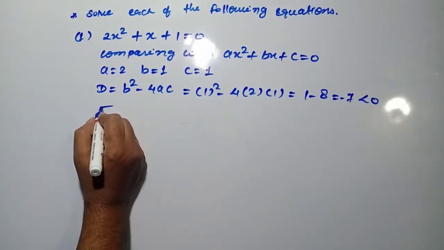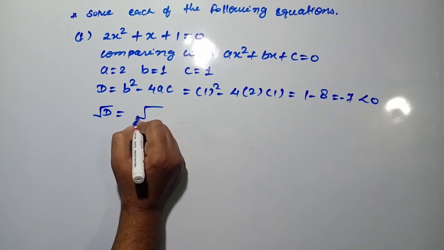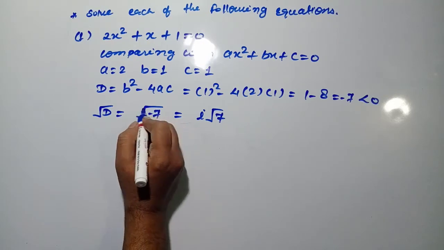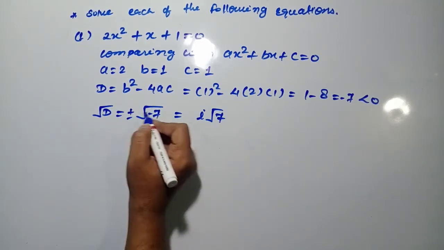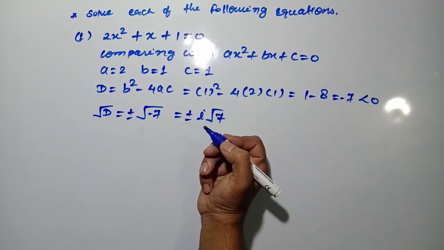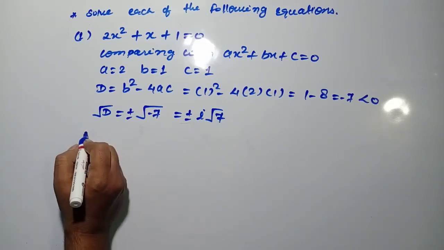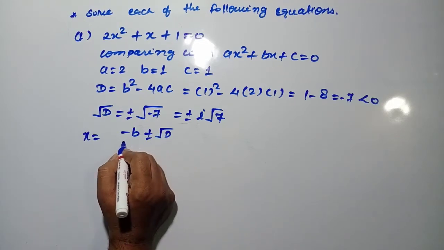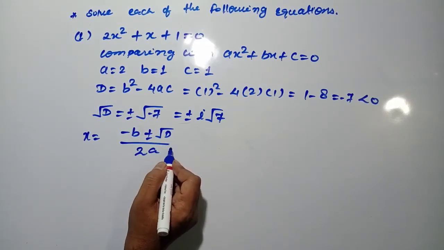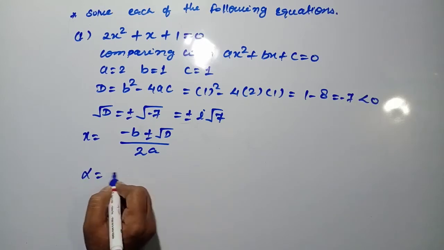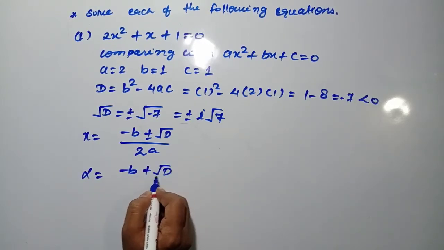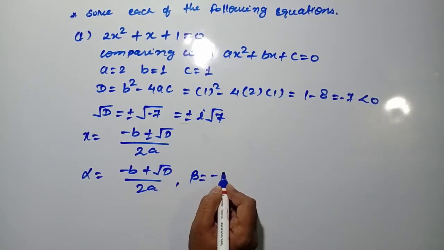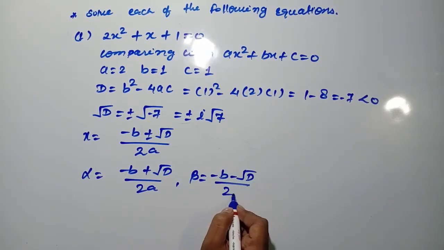Here D is less than 0, it means the roots will be complex. So square root of discriminant we are getting square root of minus 7. So its square root will be plus minus iota root 7. Okay. So we know how to find out the solution. Its formula is x is equal to minus b plus minus root D upon 2a. So it is divided into two parts, alpha and beta, because it has two roots. Alpha is minus b plus root D upon 2a and beta is what? Minus b minus root D upon 2a.